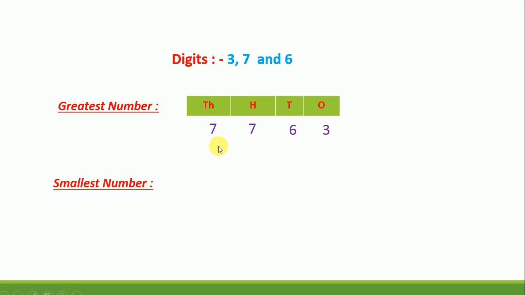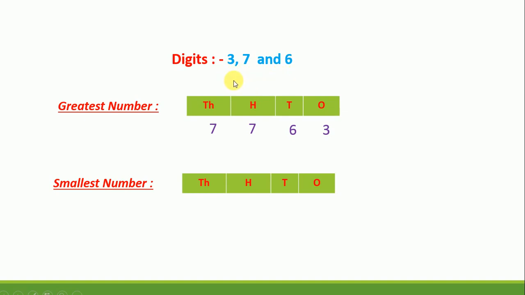Okay. Now let us see how to find the smallest number using these 3 digits. Okay, 3, 7, 6. As we are going to find the smallest number, again here also we can repeat any one of the digits. From the given digits, we can repeat any one digit twice. Okay. So we are going to make the smallest number. First identify which is the smallest number.